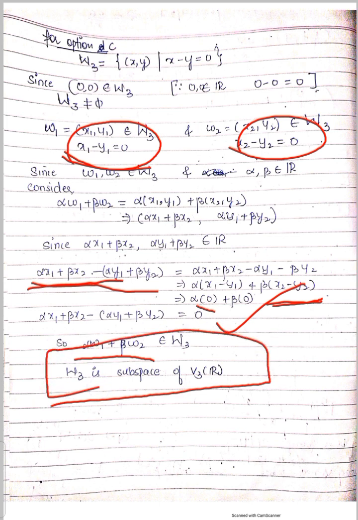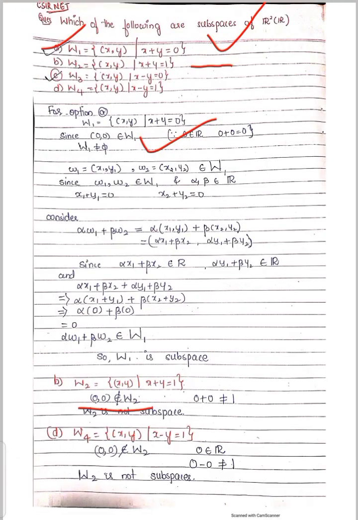Why did it become a subspace? First of all, you have to consider your alpha into W1 plus beta into W2. Okay, so we are going to get the ordered pair, and the elements of the ordered pair become real numbers, and they must satisfy the given condition. Whatever condition they have given, this must be satisfied. So here we got that two options are correct. One is option A, another one is option C. Thank you.